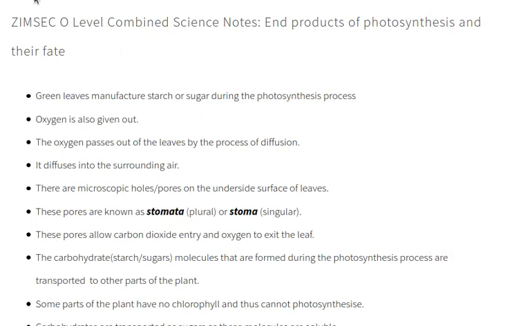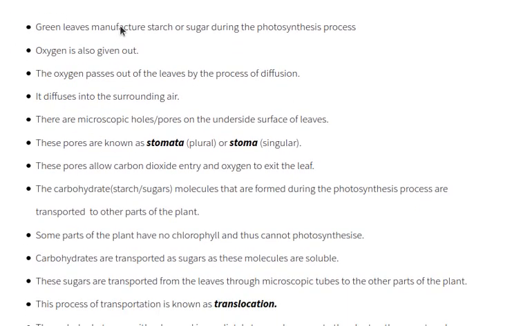Okay, so let's finish this topic by talking about the fate of the end products of photosynthesis, as in what would then happen to the end products of photosynthesis, right? Just a recap. We said that green leaves manufacture starch and sugars during photosynthesis, right? So they in turn give out oxygen as a byproduct, right? So the end products of photosynthesis are starch and what?